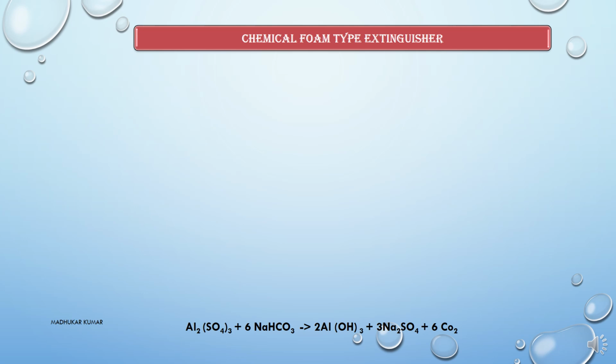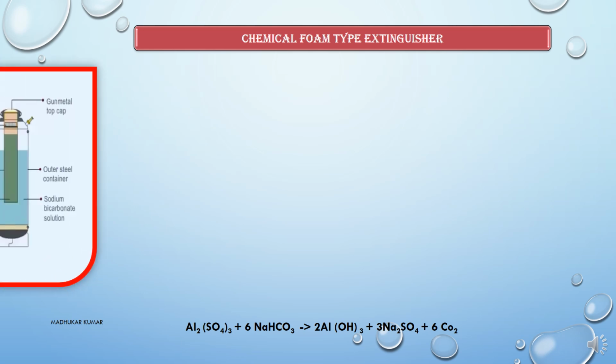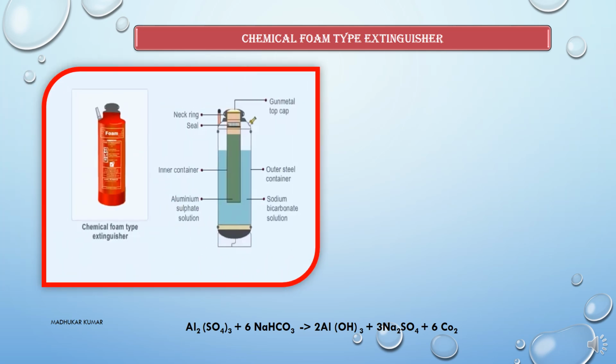Next, you can see over here the chemical foam type. This is also the older version. We have two types of foam extinguisher: one is your chemical foam and one is your mechanical foam. Okay, so in the chemical foam type extinguisher, you can see here, there is no CO2 cartridge.